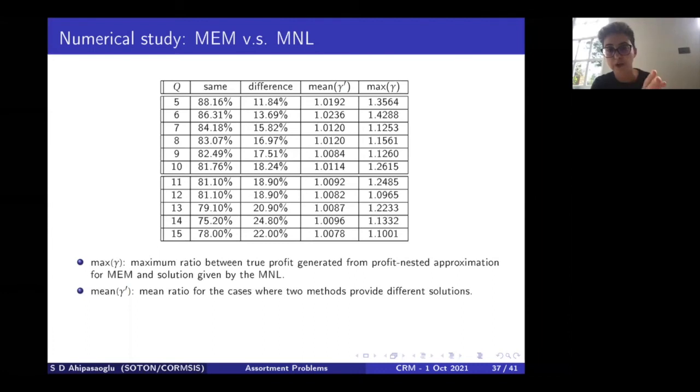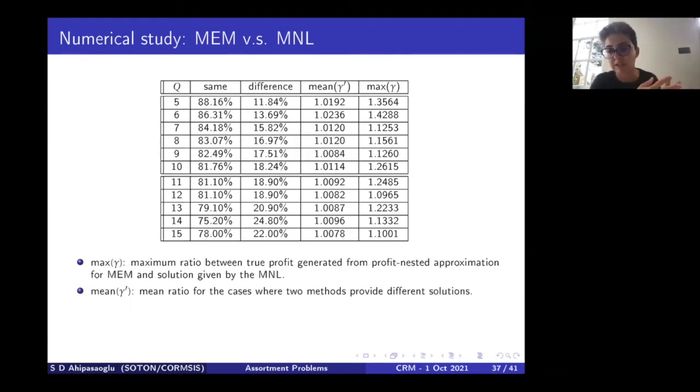So here we compare the product assortments that are obtained by assuming that the model is MEM versus MNL. You calculate the best assortment using the profit among the profit nested sets, and then look at the profit and compare. We can see that 80, 75, 88% of the assortments are the same, but there is a significant amount where there is a difference. So you end up offering different assortments because you have used the correct model. And then you can see you can gain 35% more profit in some of the cases.